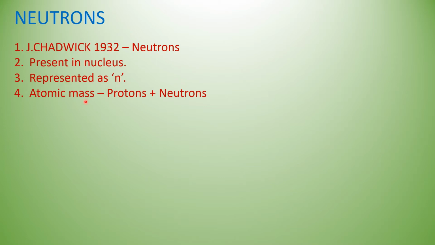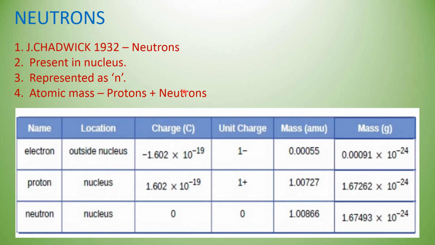When you calculate the atomic mass, the number of protons and neutrons plays a very important role. So when you are calculating atomic mass, you have to add the protons and neutrons number. Now we are going to compare the three subatomic particles, that is electron, proton and neutron. Let's see. Electrons are present outside the nucleus, on the energy shells, and they have a negative charge.